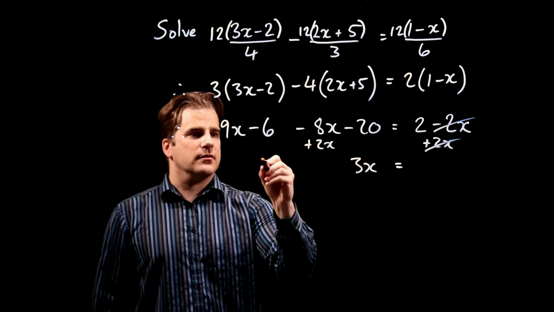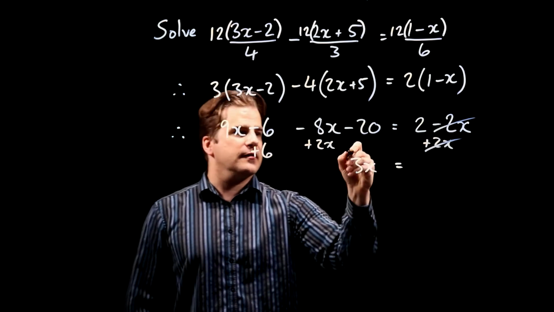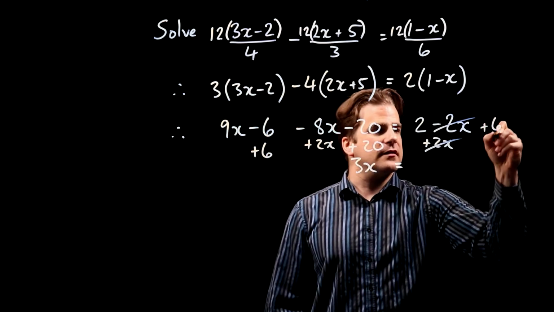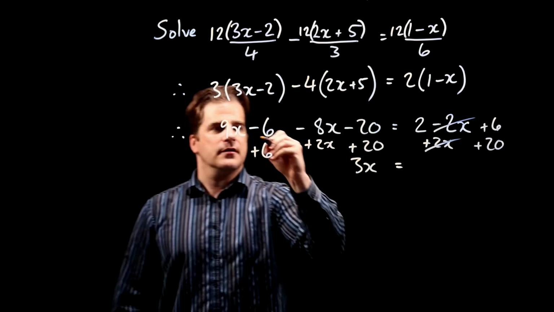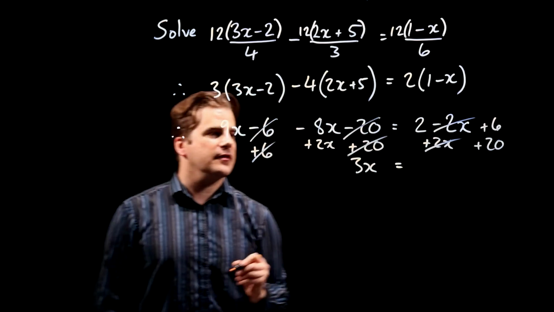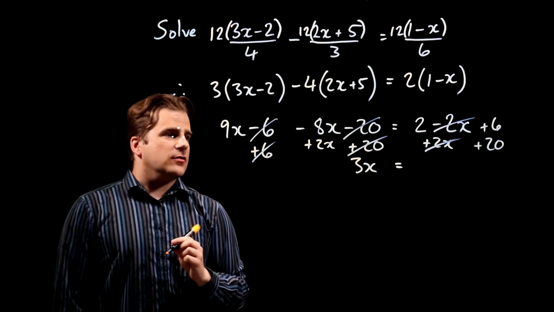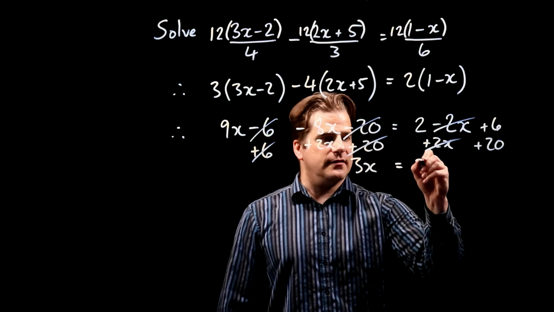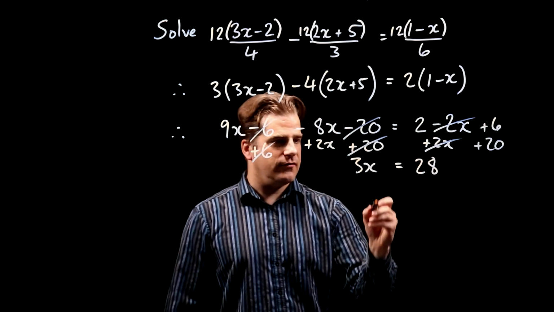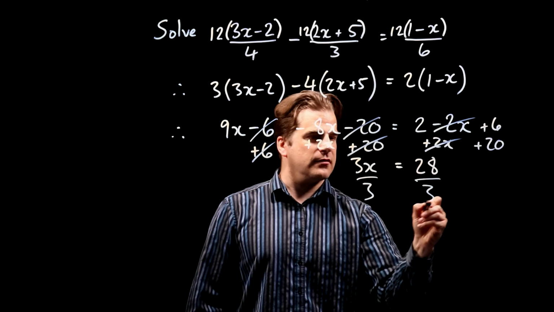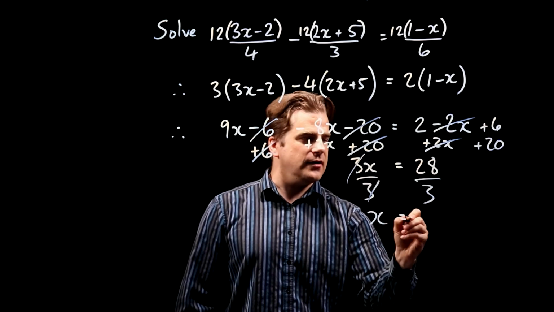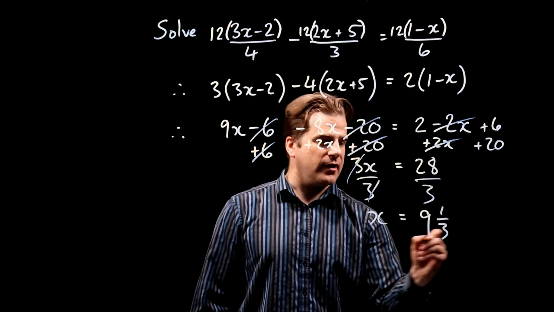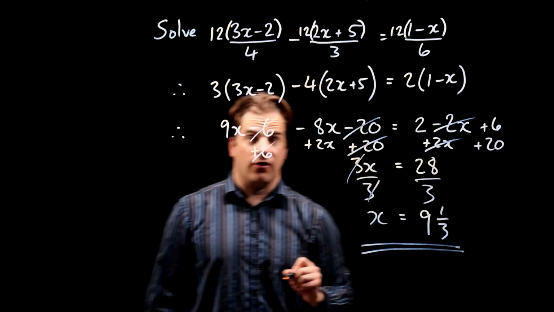We're going to add 6 to both sides, add 20 to both sides. So plus 6 plus 20, minus 6 plus 6, minus 20 plus 20. That's all the numbers taken care of. So we get 2 plus 6 plus 20 is 28. Okay, good. Divide both sides by 3. And we get x equals 28 over 3, 3 times 9 is 27, remainder 1. So x is 9 1/3.